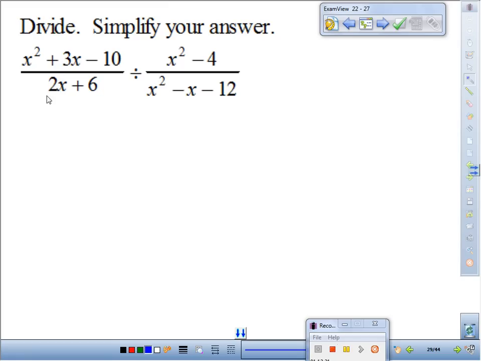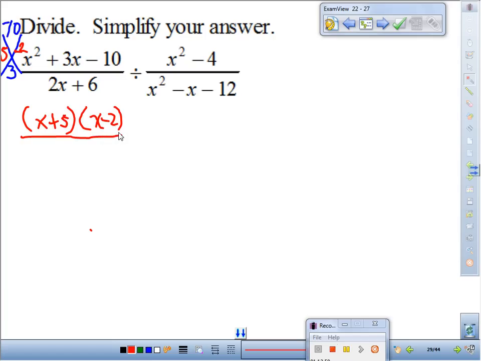But what can I do to factor it? Power Rangers. So, here I have negative 10 and 3. What factors of negative 10 add to 3? 5 and negative 2. So, this becomes x plus 5, x minus 2 over GCF here. What is the GCF? 2. We're left with x plus 3. Now, by looking at this, can I eliminate anything or simplify? No, I'm going to leave it factored like so.